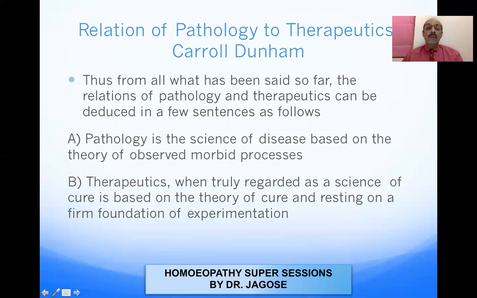Thus, from all what has been said so far, the relation of pathology and therapeutics can be deduced in a few sentences as follows. Pathology is the science of disease based on the theory of the observed morbid process. So in pathology, we are dealing with the abnormal process or the morbid process. Therapeutics, when truly regarded as a science of cure, is based on theory of cure and resting upon a firm foundation of experimentation. So only if you experiment will you be able to find out the drugs or the symptoms which are produced, and therefore by the use of the law of similars, you will be able to cure the disease.